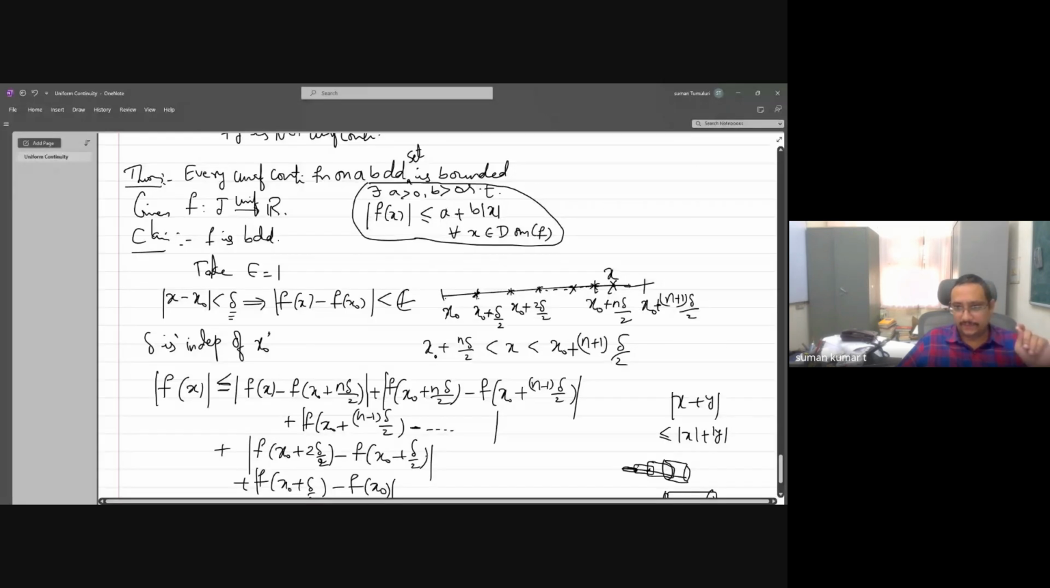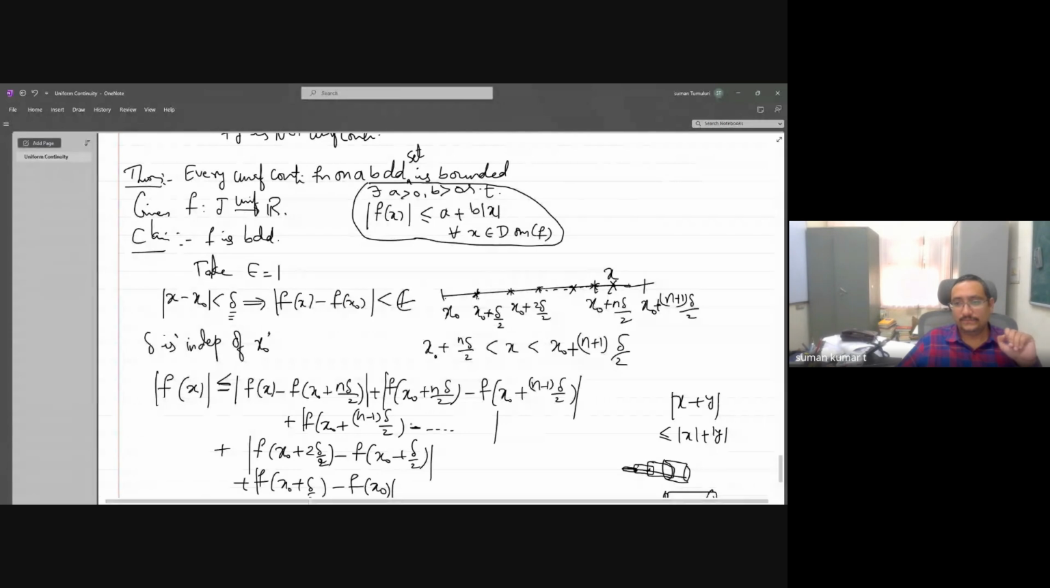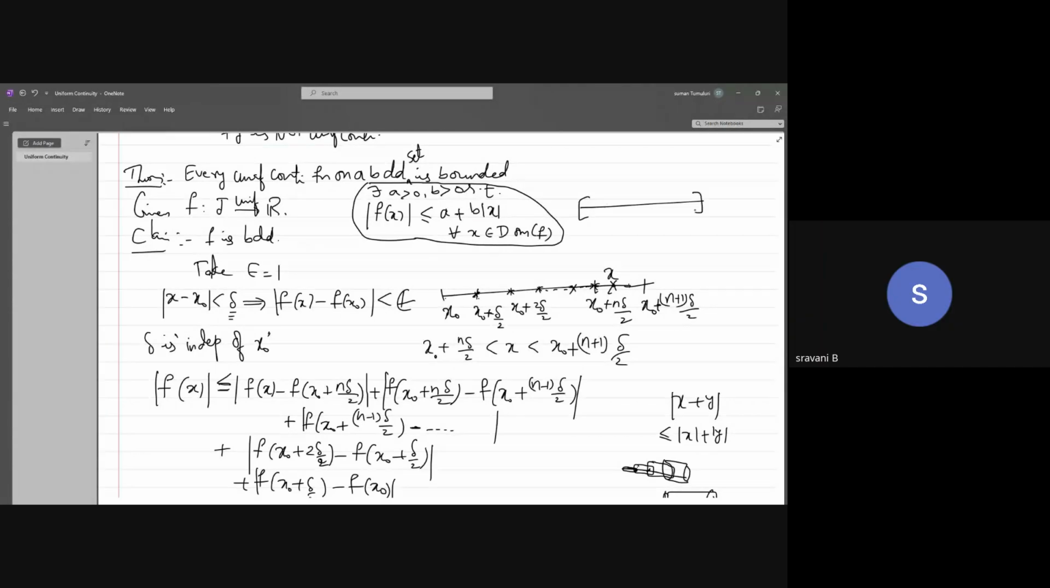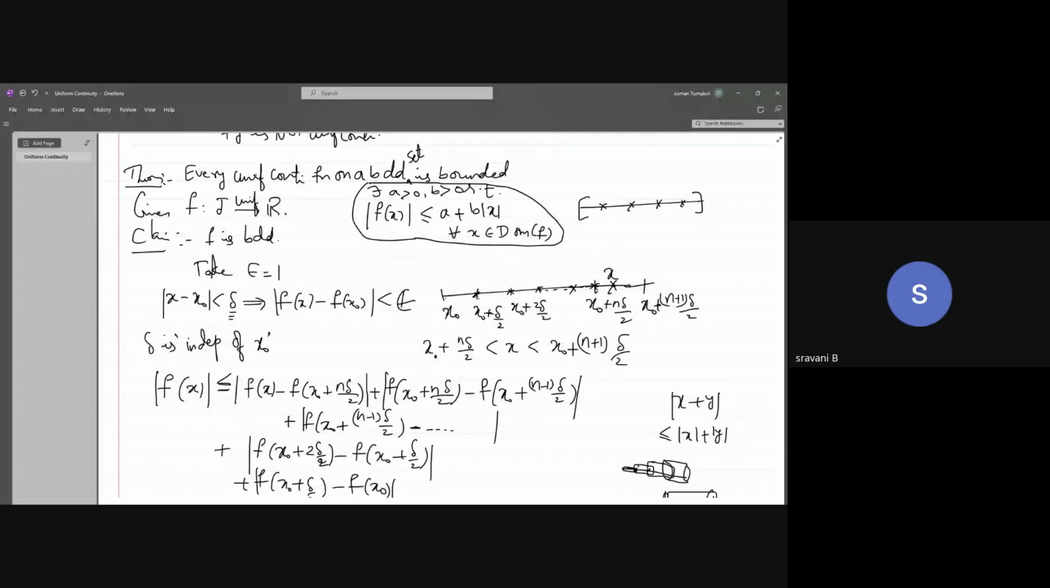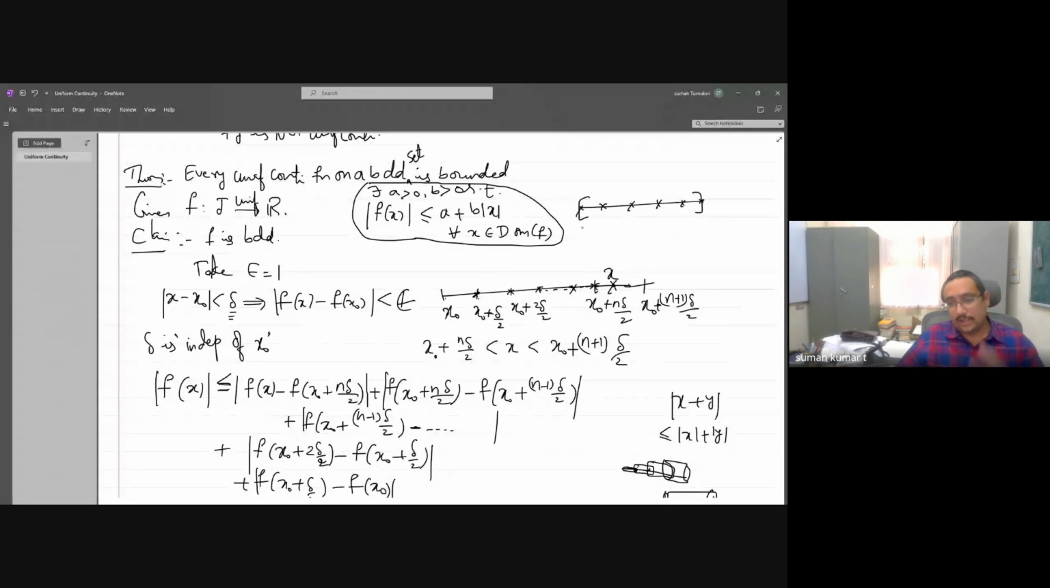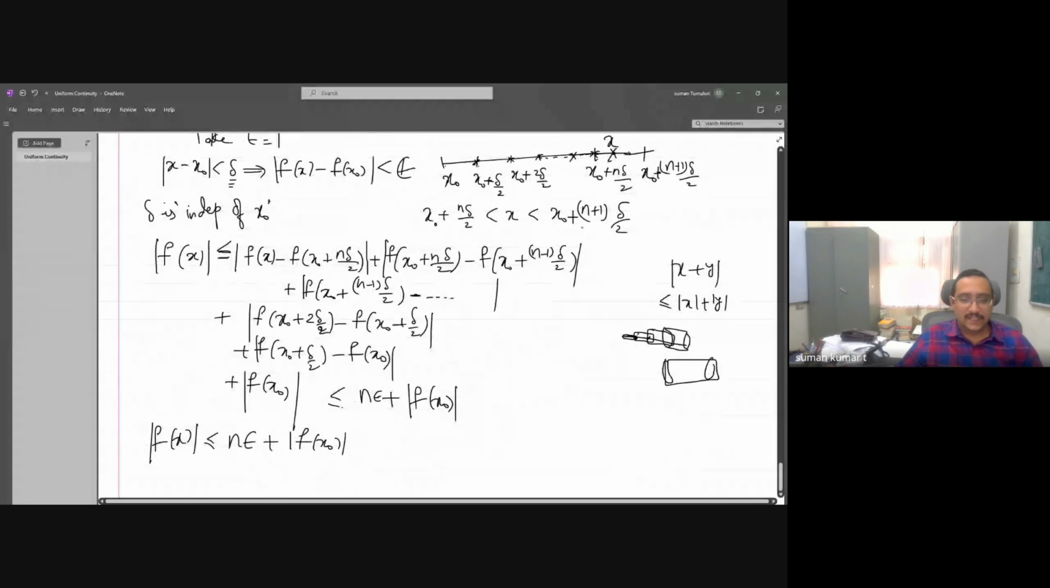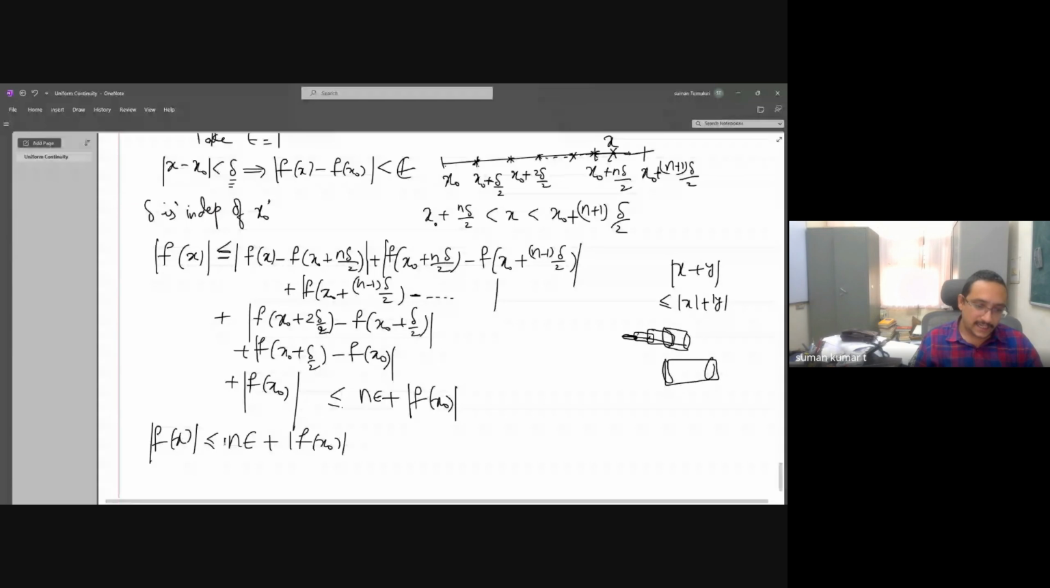If the domain of f is bounded, can this n go to infinity? It cannot go. It has to be only finitely many up to this. So there is a bound for n, and epsilon is fixed. Therefore this cannot grow more than a certain bound. f of x is less than or equal to this bound plus f of x naught. Therefore f is a bounded function.